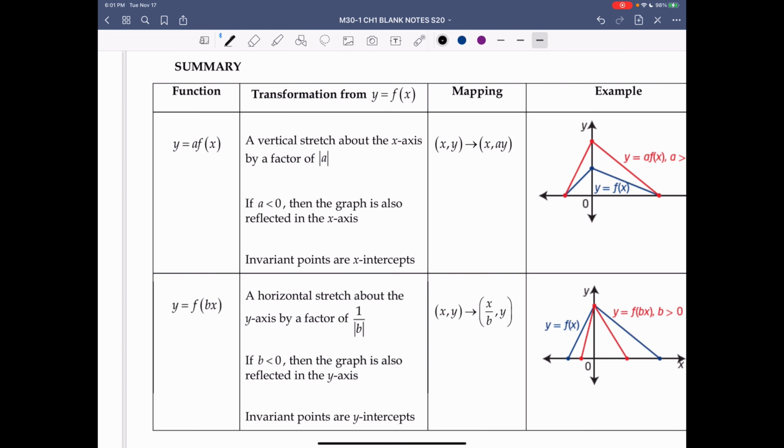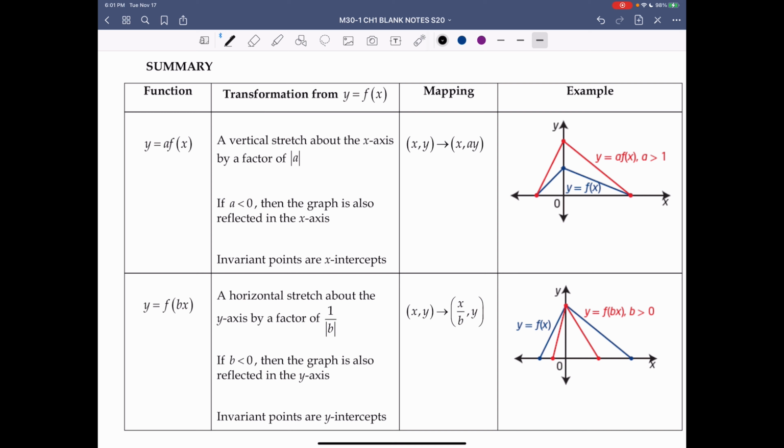Summary. For a function y equals a f of x, the transformation from y equals f of x is a vertical stretch about the x-axis by a factor of the absolute value of a. If a is less than 0, then the graph is also reflected in the x-axis. And invariant points are the x-intercepts. The mapping notation for y equals a f of x is a point x, y on y equals f of x becomes the point x, ay on y equals a f of x.